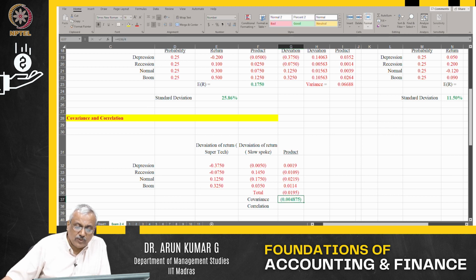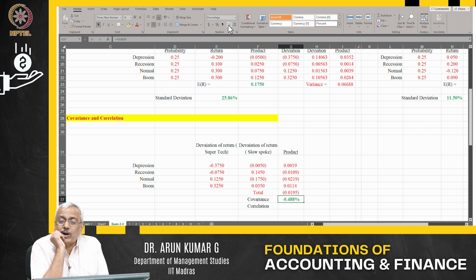The covariance is negative 0.49, or if I express it in the form of percentage, minus 0.488%. It has a negative covariance.